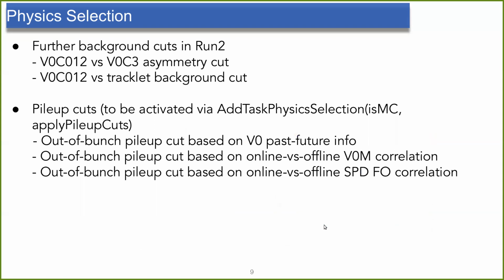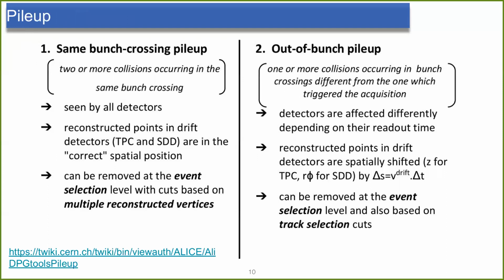Now, after removing this background, we applied the pileup cuts that I mentioned previously, by setting apply pileup cuts to true when you call this AddMyTask.C in your macro. It will reject the out-of-bunch pileup using the V0 future past information and some correlation between the V0 online and offline and SPD online and offline multiplicities or clusters. In this pileup section, I will talk about it. So let's now go to the pileup.